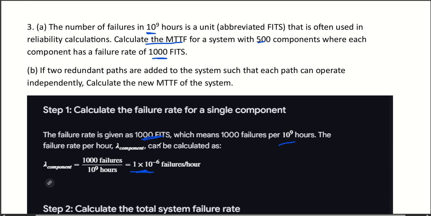Now part 2 says that if you add 2 redundant parts, you realize that part 2 justifies the first part being in series, because the first part didn't talk about anything, but here it says you're adding 2 redundant parts. Redundant parts are usually parallel parts, such that each part can operate independently. Calculate the new MTTF of the system.